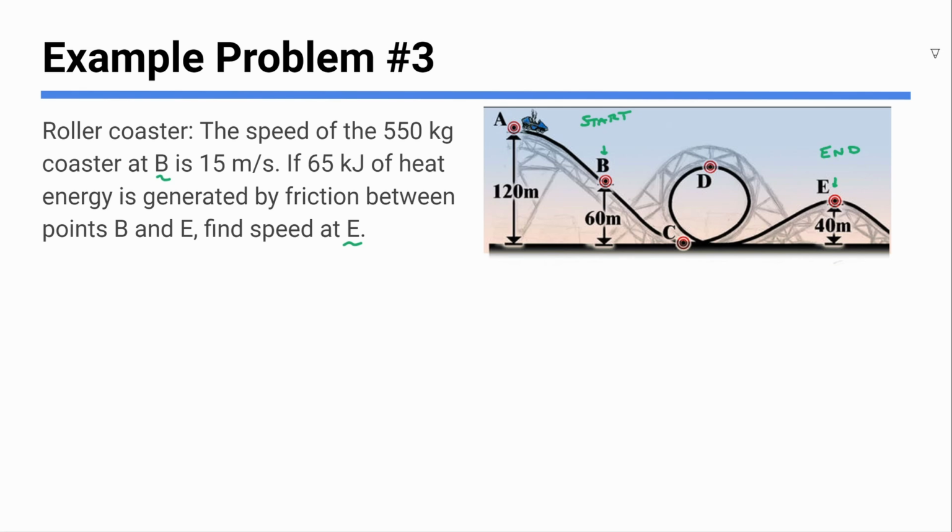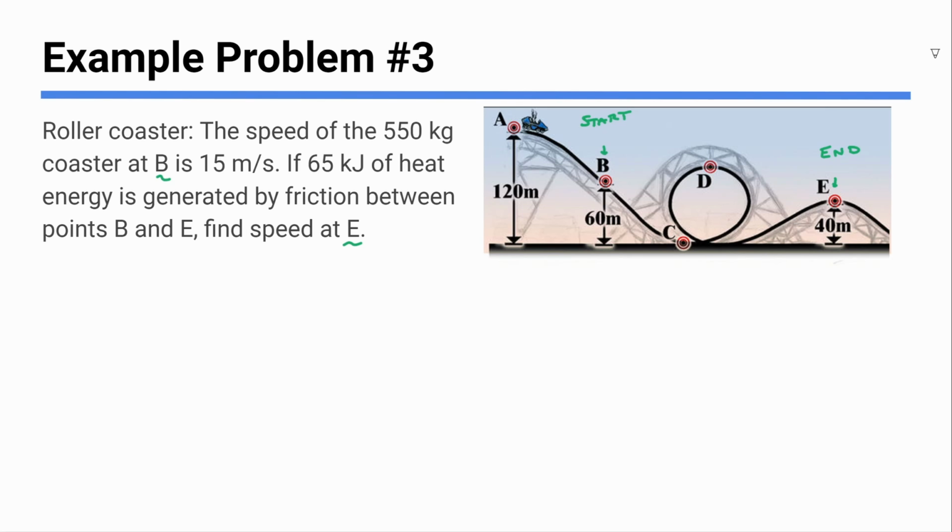So I'll have to set it up like this. And conservation of energy is definitely the thing to do with these types of problems. I have a speed. I'm generating some heat energy with friction, so I'll have to take that into account. I want to find the speed at E. It would be impossible to use net force or SUVAT with all the changes in direction and changes in acceleration that are happening. But conservation of energy makes it super easy.